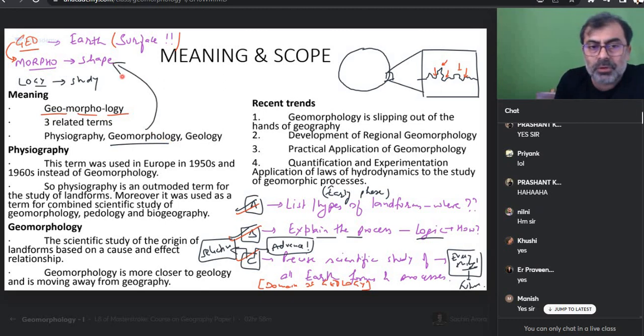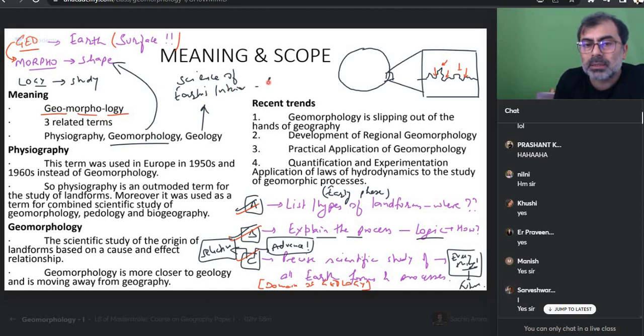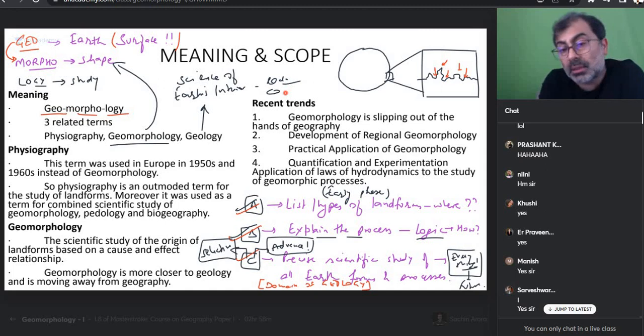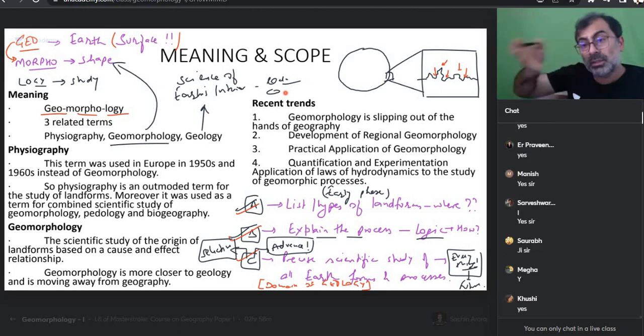Geomorphology, we understand? Geomorphology. And what is geology? Science of Earth's interior, its rocks, its composition, everything will be in geology. So they are the experts of that. Just like I told you in atmosphere, the meteorologist is the scientist of the atmosphere. We are climatologists. So the geologist is the scientist over here.